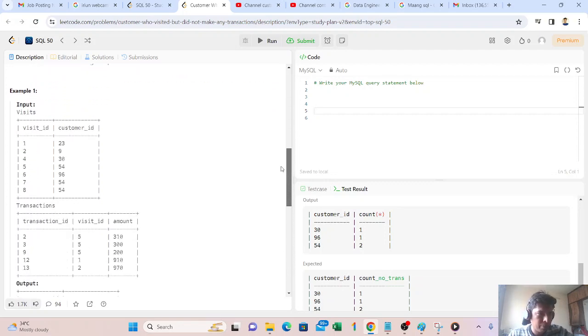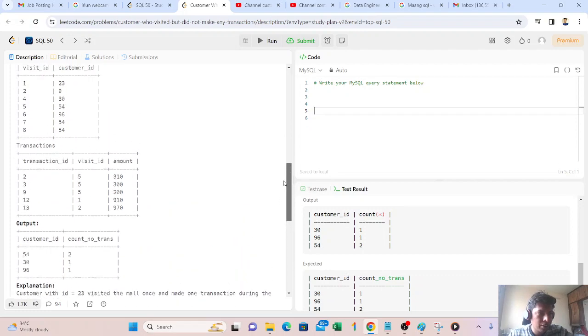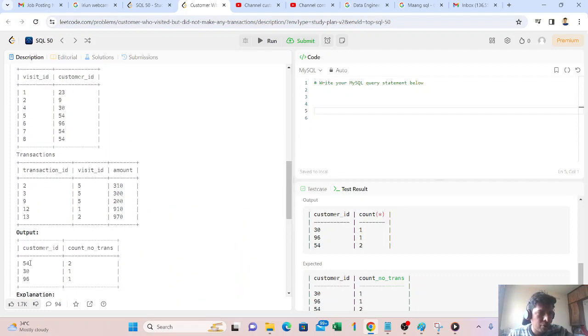So this is a visit table with visit ID and the customer ID, then the transaction table, and the output is customer ID 54, count of no transactions 2. It means the customer with ID 54 visited two times but did not make any transaction. Let's verify this. 54 had visited thrice with visit IDs 5, 7, and 8. But see, the transaction has only been done with visit ID 5. So when he visited with visit IDs 7 and 8, he did not make any transactions. So that is why the count is 2.